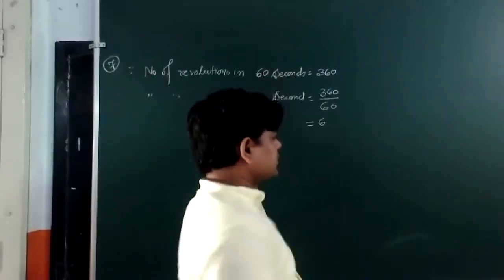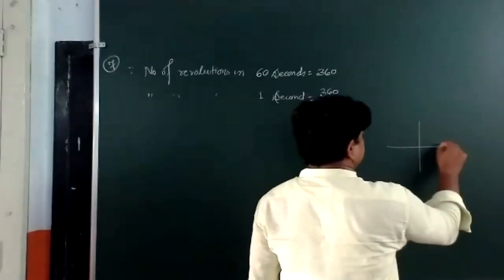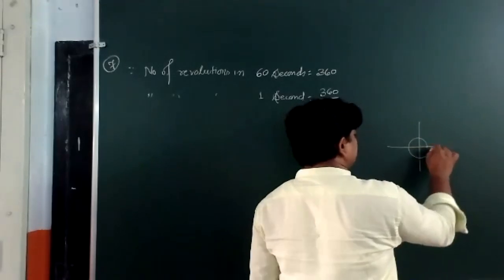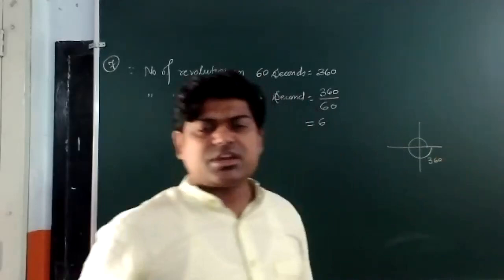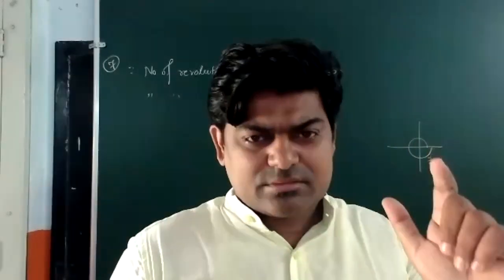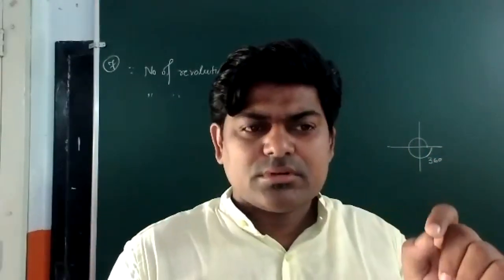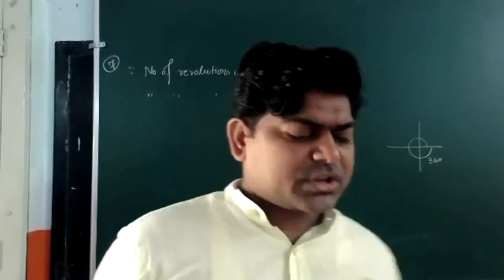If you remember, we discussed that in one revolution it will turn 360 degrees, and 360 degrees can be written as 2 pi. Am I correct? Say yes or no.